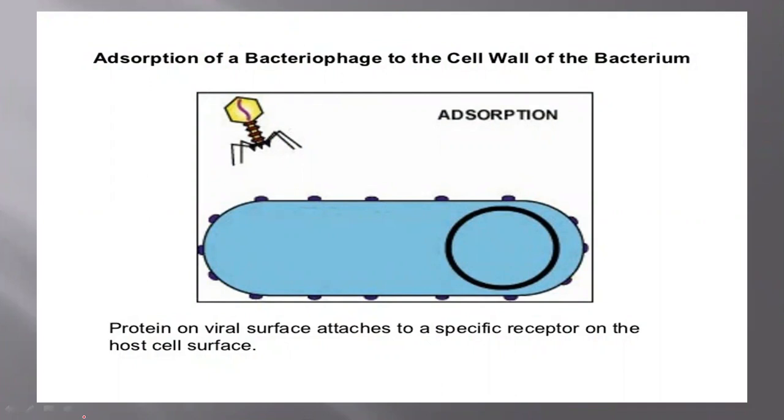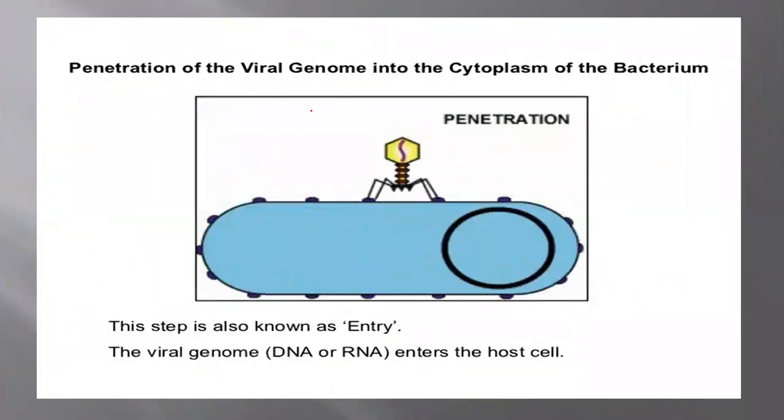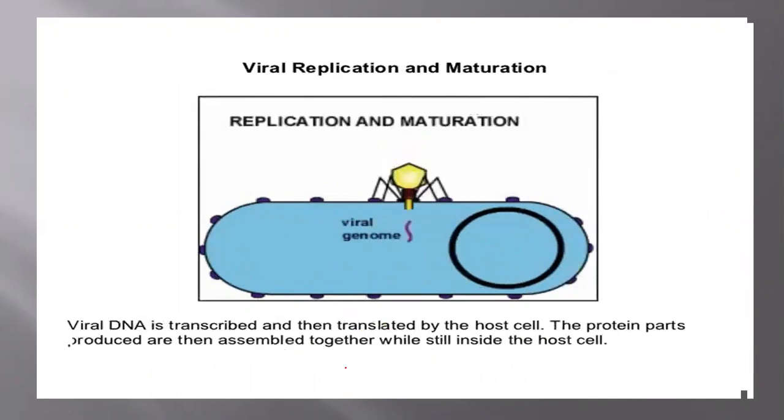Here we can see absorption of the bacteriophage to the cell wall, which is also called adsorption, and a protein on the viral surface attaches to specific receptors on the host cell surface. Then we can see the viral genome penetrating inside the cytoplasm, and this step is known as entry, and the genome can be DNA or RNA.